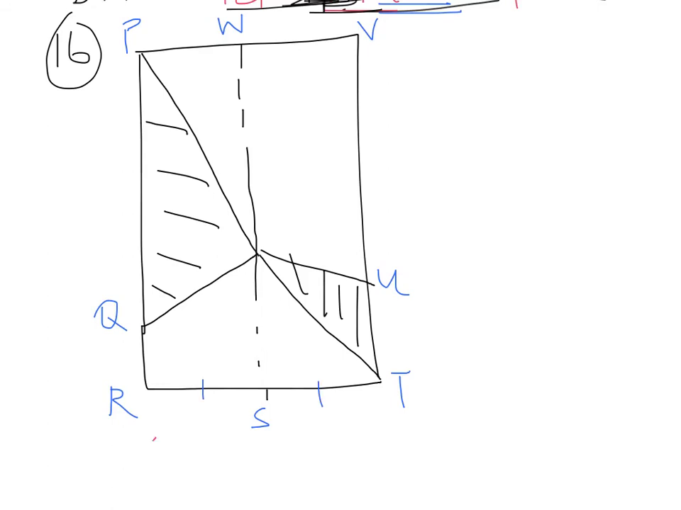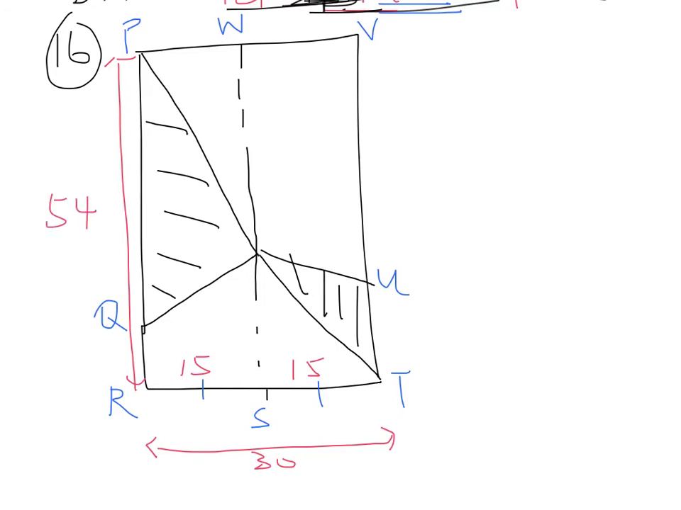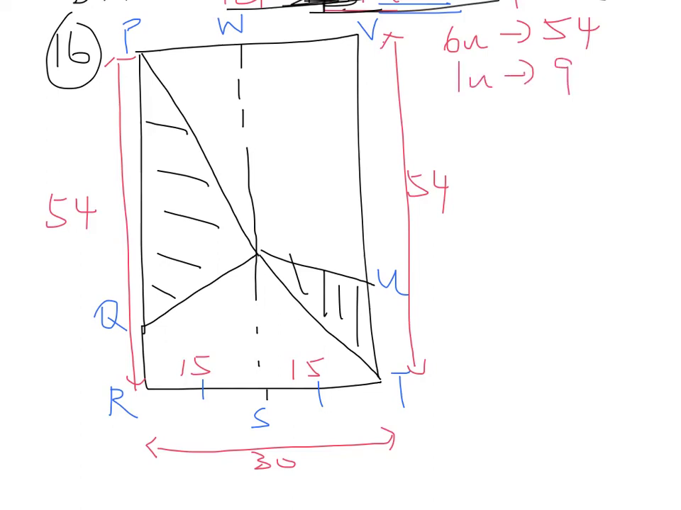They say that the total length here is 30. So this is 15, this is 15. The total length here is 54. The ratio of TU to QP is 1:5, to TV is 6. So RP and TV are the same, so this is also equivalent to 54. Our first step, we have 6 units is 54. 1 unit is 9. So we will have 9 here.